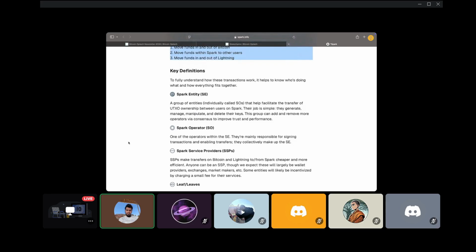One is known as Spark entity. What's that? A group of entities, individually called SOs, that help facilitate the transfer of UTXO ownership between users on Spark. Their job is simple. They generate, manage, manipulate, and delete their keys. This group can add and remove more operators via consensus to improve trust and performance.